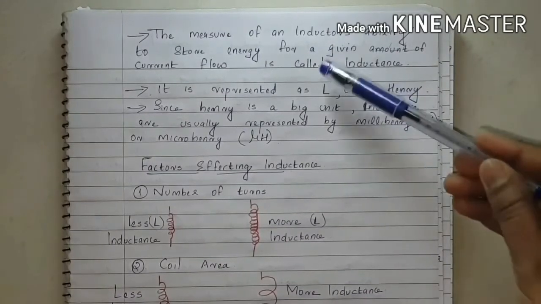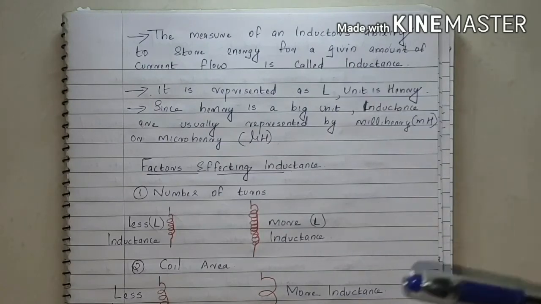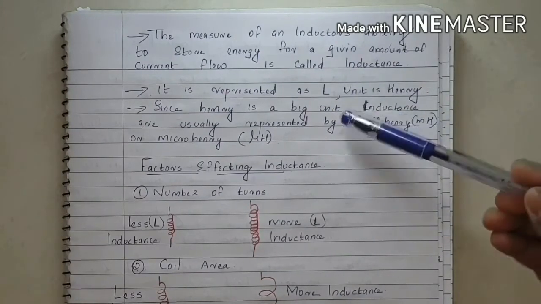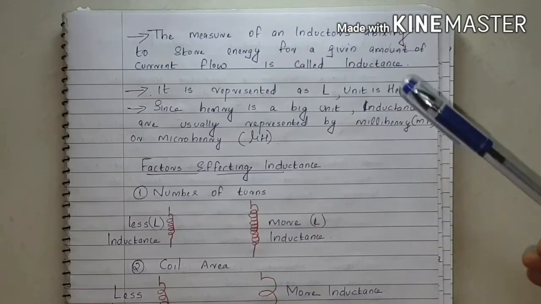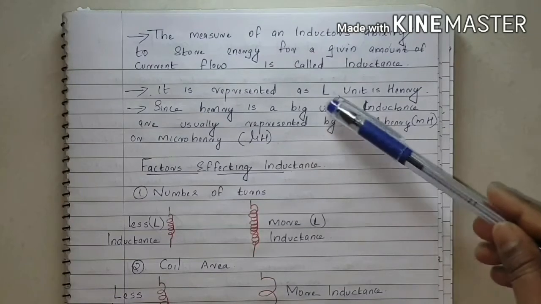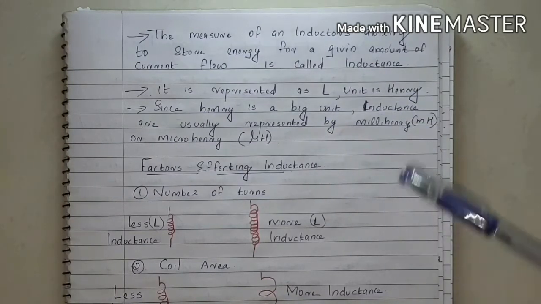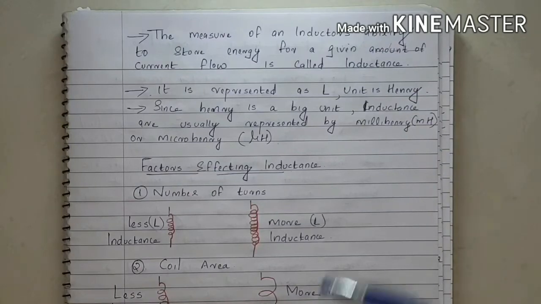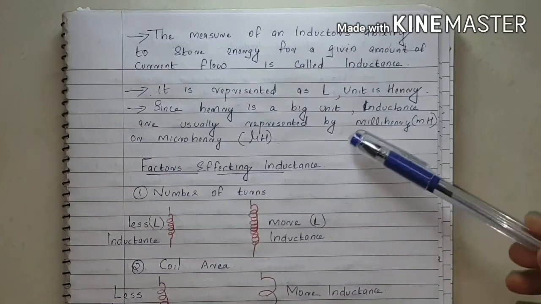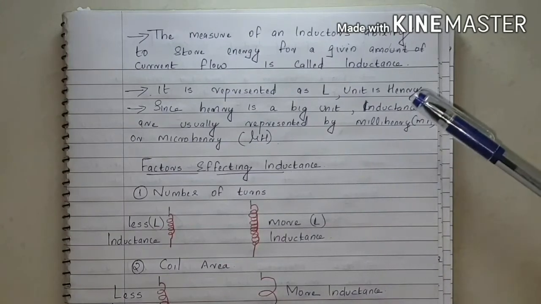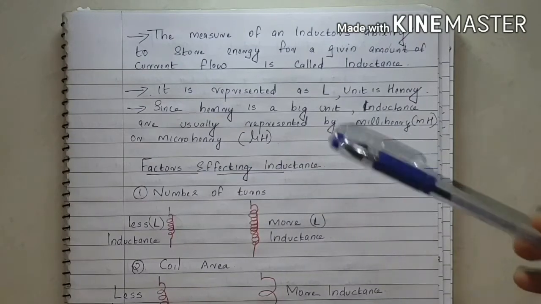And the measure of an inductor's ability to store energy for a given amount of current flow is called inductance. That measure is known as inductance. It is represented by the letter capital L and unit is Henry. Since Henry is a big unit, inductances are usually represented by millihenry, that is 10 raised to minus 3, or microhenry, 10 to the power minus 6.